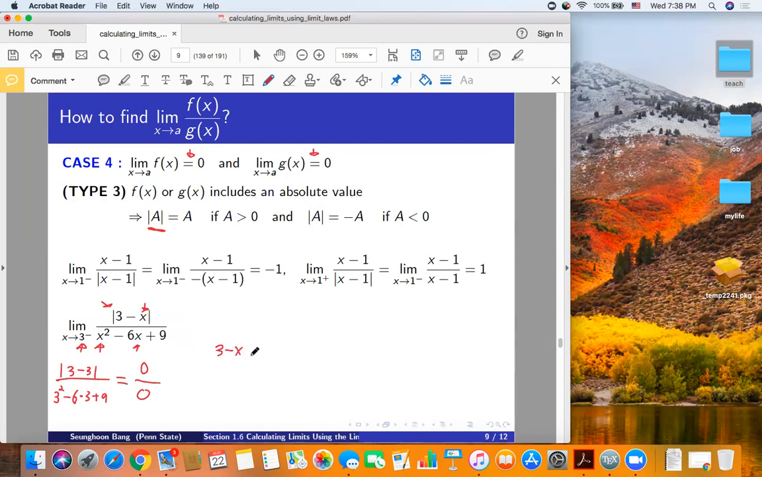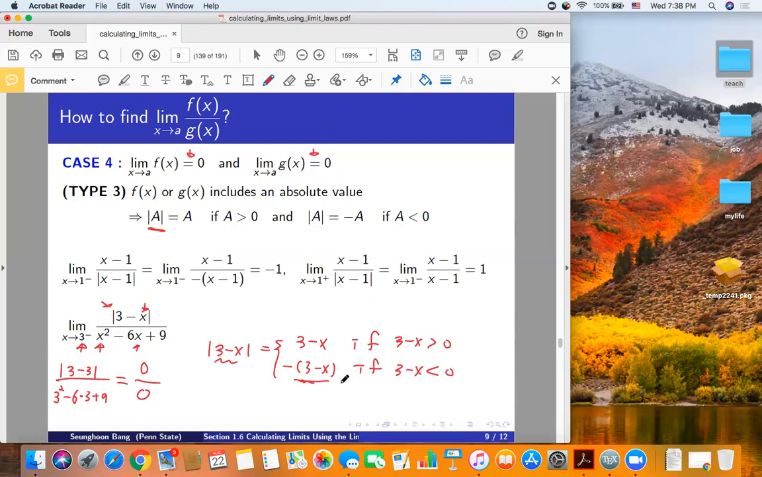The absolute value of 3 minus x. We have 2 possible answers: 3 minus x or negative 3 minus x. Depending on the inside: if 3 minus x is positive, it's 3 minus x. If 3 minus x is less than 0, it's negative 3 minus x. We have 2 possible answers. So which one? 3 minus x or negative 3 minus x. The answer is negative 3 minus x. Is it right? Negative 3 minus x.